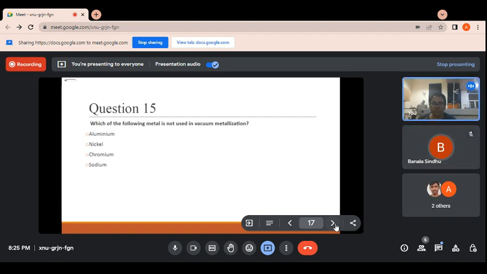Which of the following metals is not used in vacuum metallization? Aluminium, nickel, chromium or sodium? Vacuum metallization. Now, what do you mean by vacuum metallization? Actually, here I am talking about PVD system metallization. What type of material do we use for this deposition technique? Okay, okay, it is PVD. Chromium, ma'am, is not used for it.